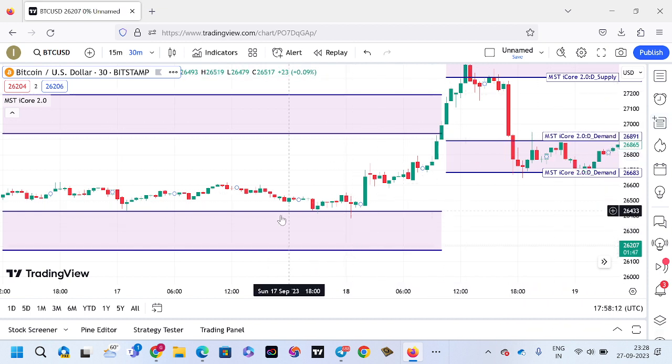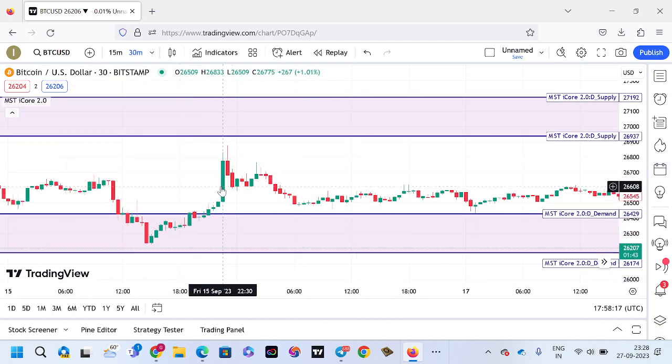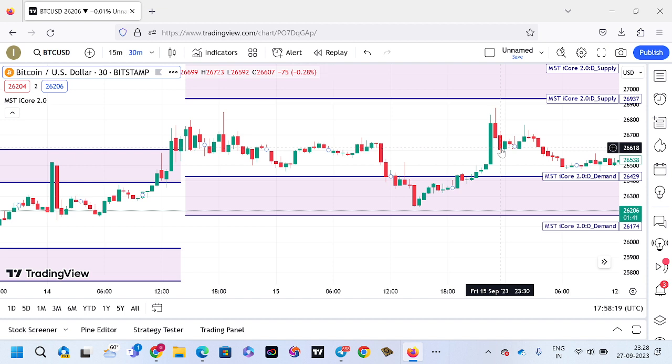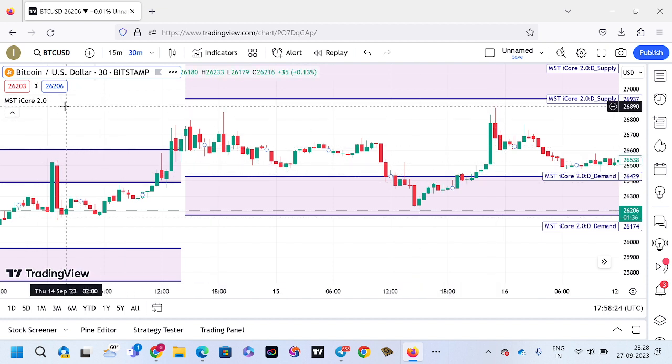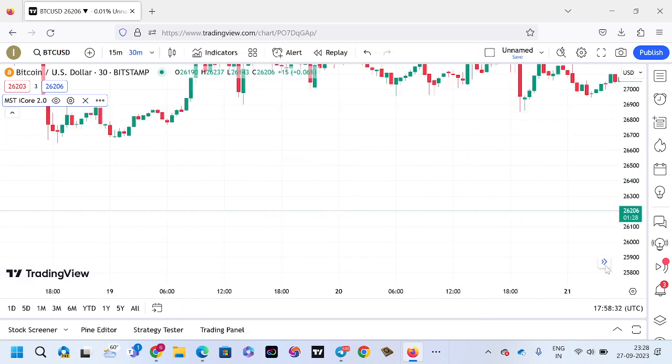From here to here profit, from here to here profit. So whichever you take, see here from here to here profit. So this indicator is not a repainted indicator. These indicators are not repainted indicators, so you can make good profit. Only thing is you should trust the system.